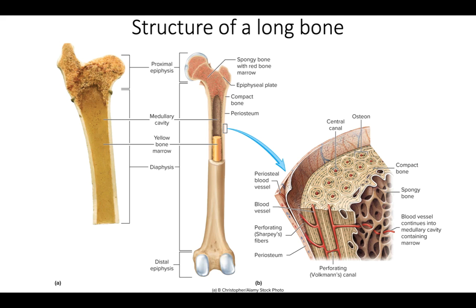Bone is an organ, so it's going to have many tissues. It's got blood. It's a living organ. You've got to have blood vessels running throughout the bone tissue. So you see these blood vessels here. What else? That is it for this slide. So those are the structures of a typical long bone.